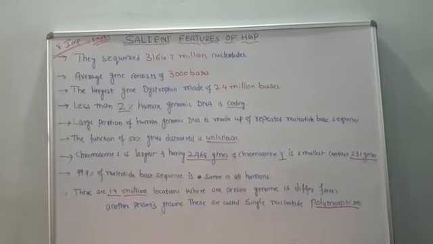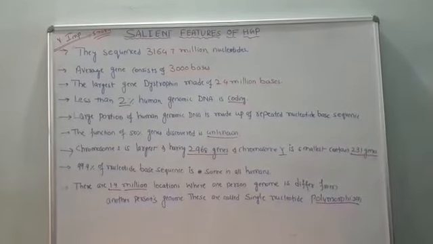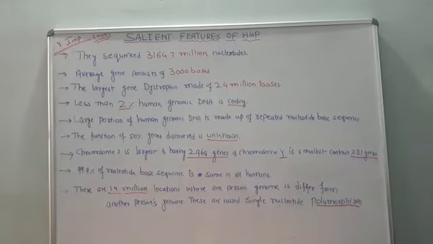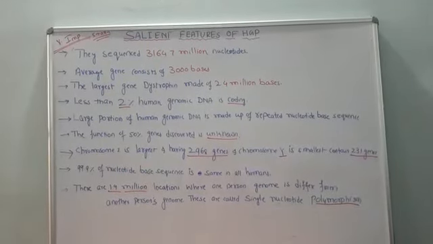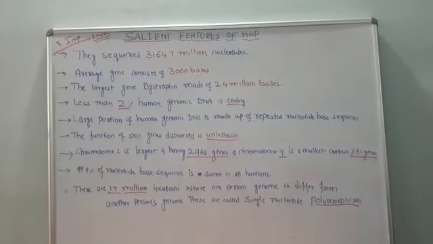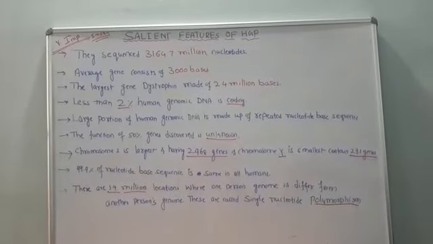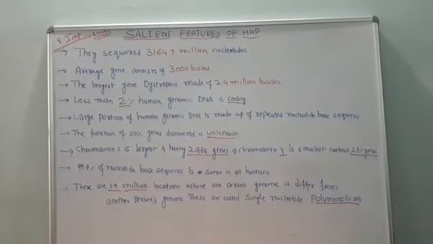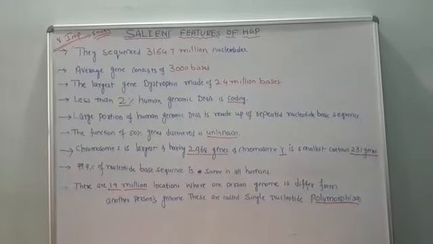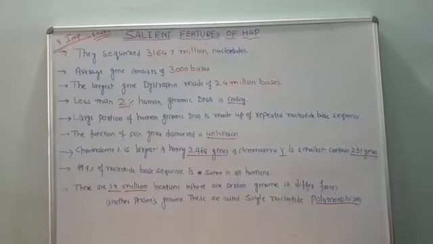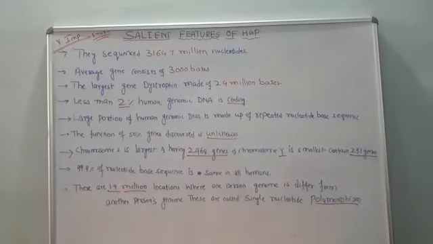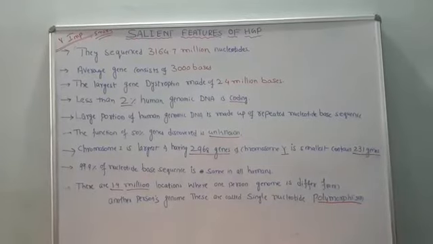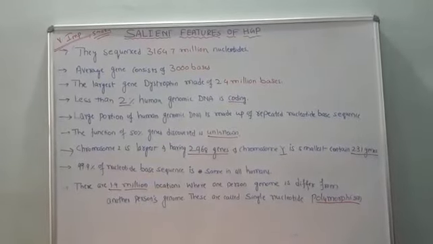Next, for 50% of genes, after their discovery, the functions are not known. Scientists have discovered the genes, but the functions of 50% of the genes were not known so far. This is another important salient feature of HGP.